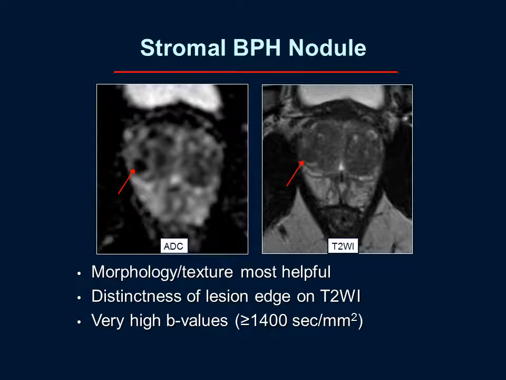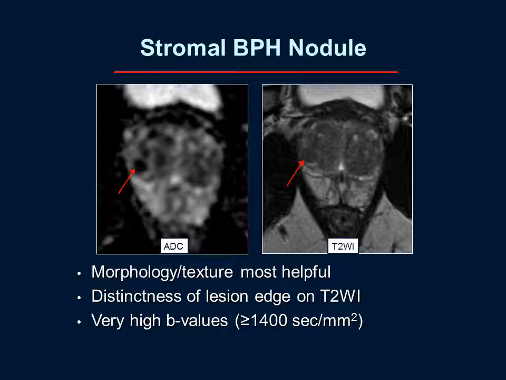In terms of a key mimic in the transition zone, this would be stromal BPH nodules, which can be very difficult to differentiate from transition zone tumor. Here we see this focal rounded region of low ADC that also showed a low T2, and some concern had been raised at the time of interpretation. This underwent targeted biopsy as well and came back as just benign BPH.